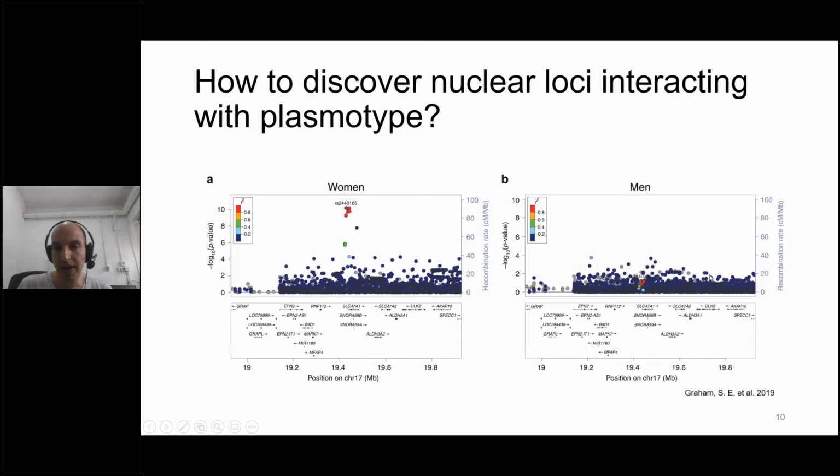And what we can see here is that by applying the right model, they managed to discover a certain genetic risk factor which is only significant in the case of women, while in the case of men this genetic risk factor does not appear to be significant. And we think that maybe if we use this kind of interaction models, it will allow us to discover certain nuclear QTLs which are dependent on a certain plasmotype or which act in an epistatic way with certain plasmotypes.